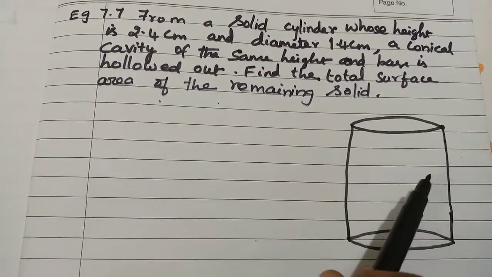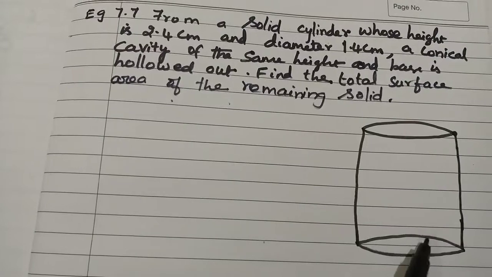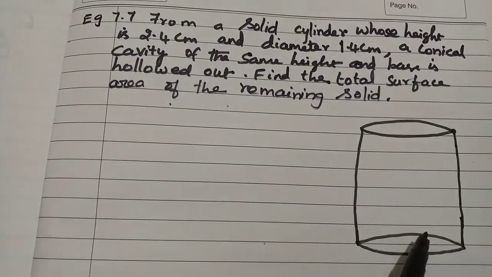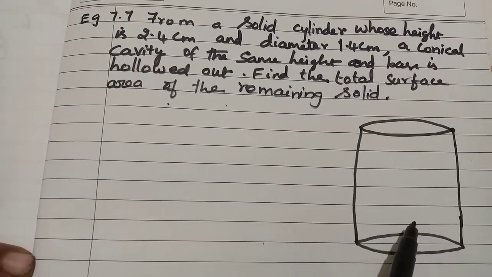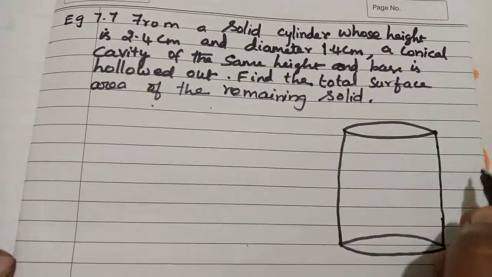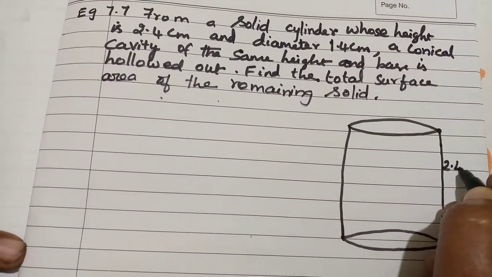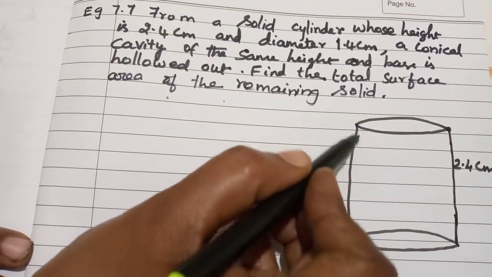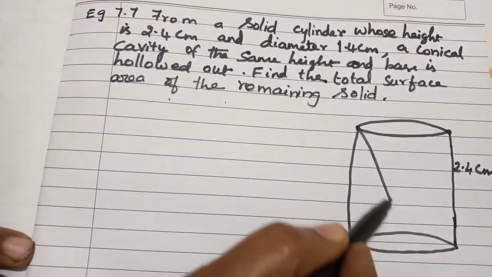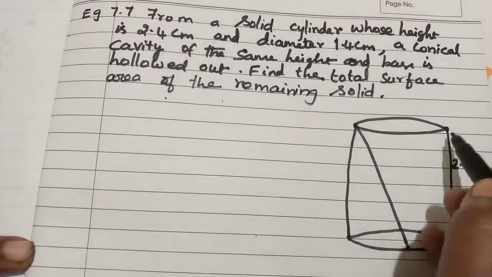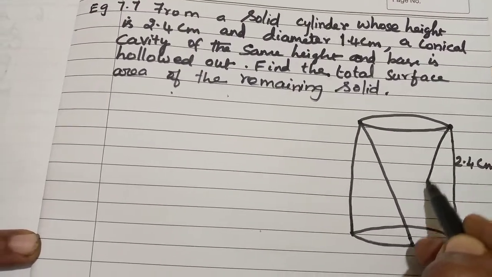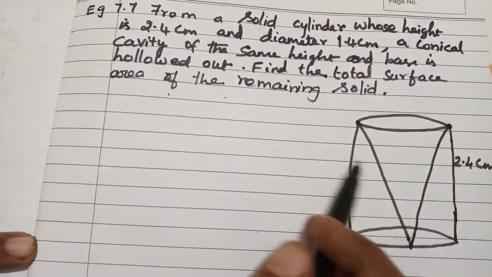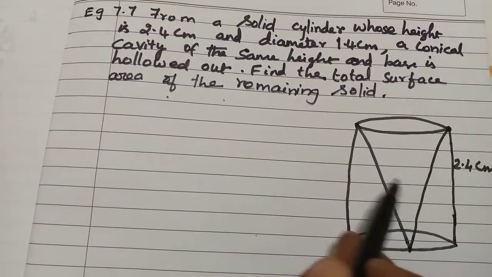Filled cylinder. From the cylinder, a cone is hollowed out. The cone has the same height, the height of the cylinder is given 2.4 centimeter. Same height cone is hollowed out. Let's draw the cone. From inside, this part is hollowed out. What is the total surface area of the remaining solid?